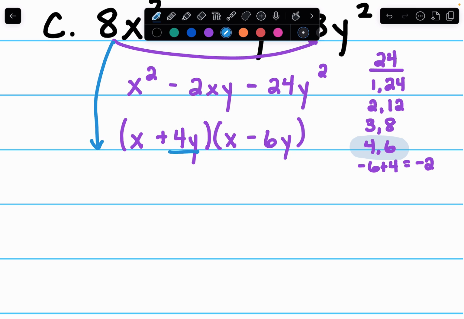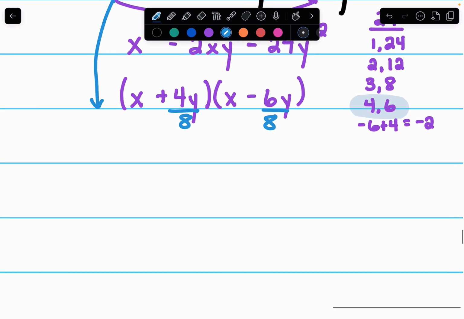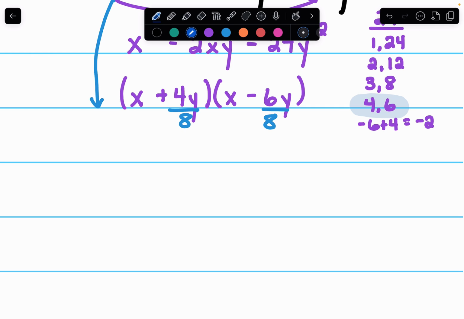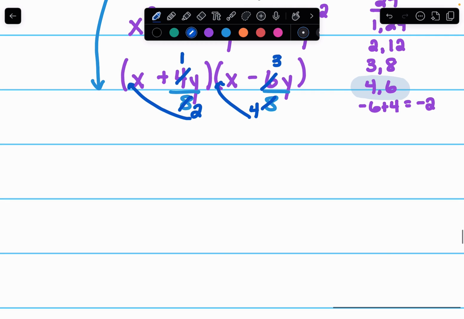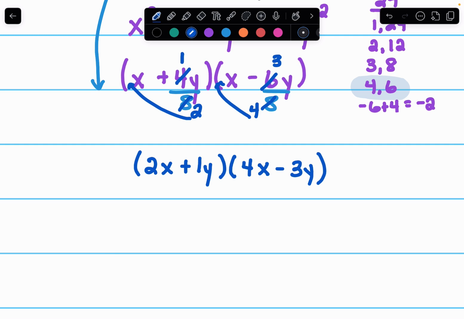Divide by 8. Simplify your fractions. 4 goes into both of those, so that's a half. 2 goes into both of these, 3/4. Move them to the front. 2x plus 1y. 4x minus 3y. Same thing I got up top. Okay.